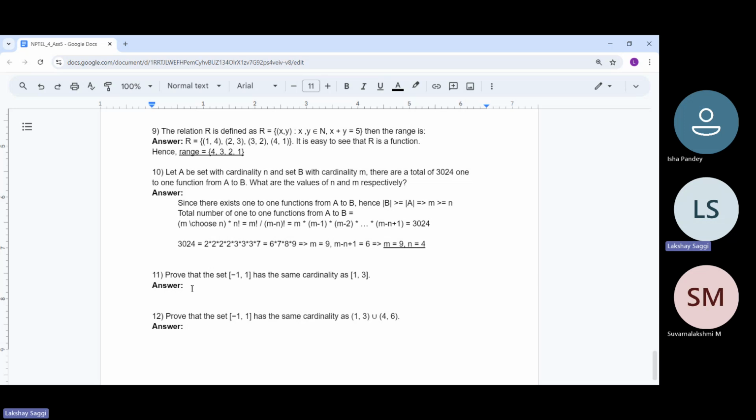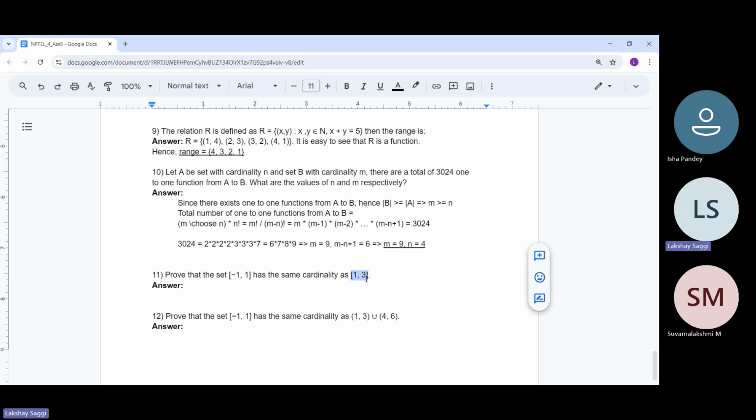The 11th question is a bit more on the difficult side, or a more technical side. The 11th question says that we have to show that the set of real numbers from -1 to 1 has the same cardinality as the set of real numbers from 1 to 3.